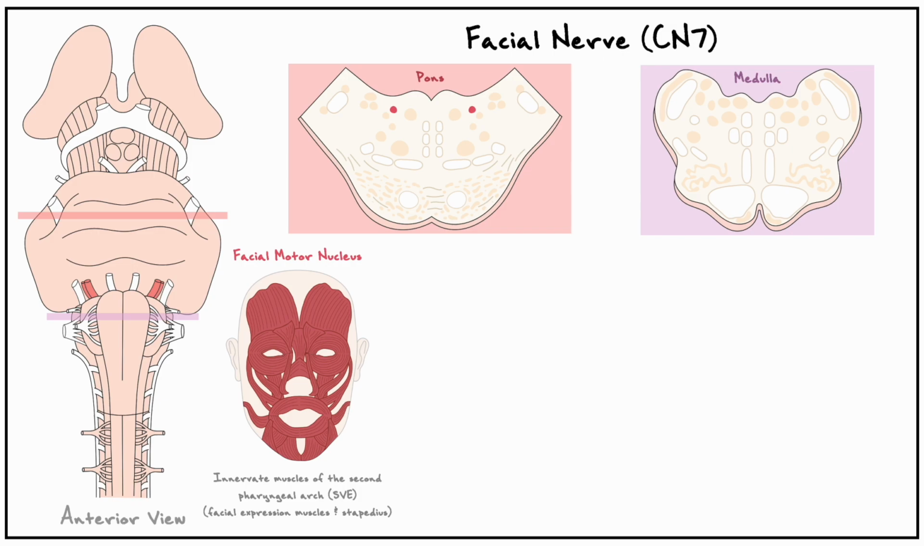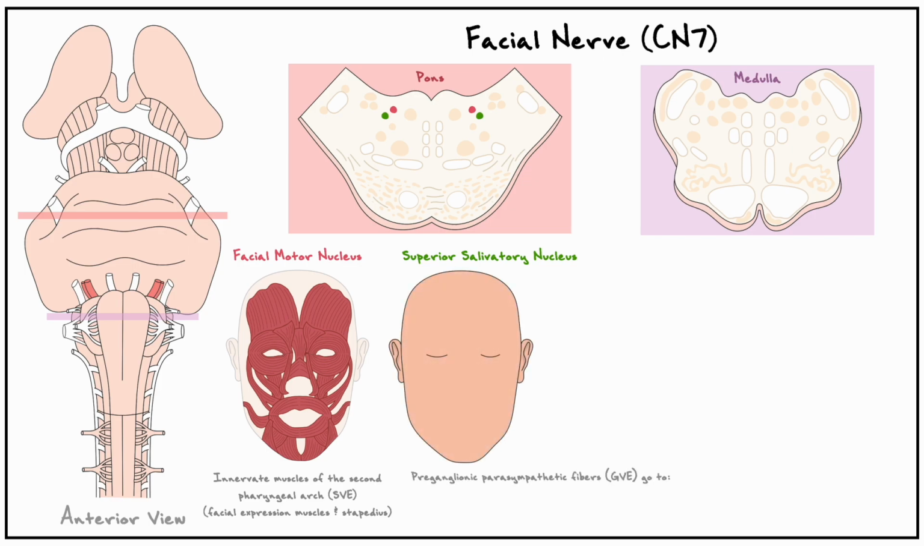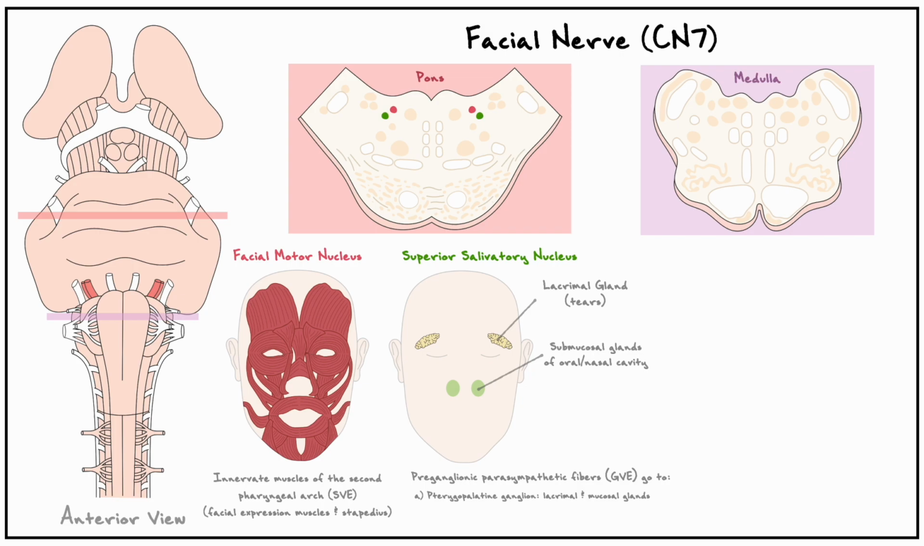In the pons again, there is a second nucleus that produces fibers for the facial nerve. It is called the superior salivatory nucleus. The superior salivatory nucleus is responsible for sending preganglionic parasympathetic fibers to 2 ganglions that then relay the signal on to important glands of the face to make them secrete their respective fluids. The first ganglion is called the pterygopalatine ganglion, and it connects the lacrimal and mucosal glands of the oral and nasal cavities. The lacrimal glands are located near the eyes and produce lacrimal fluid, more commonly known as tears. The mucosal glands can be found in the sinuses of the face and produce mucus.